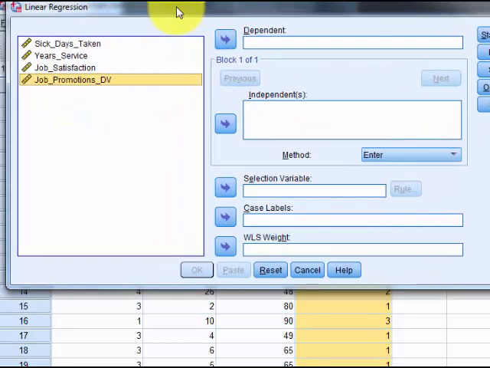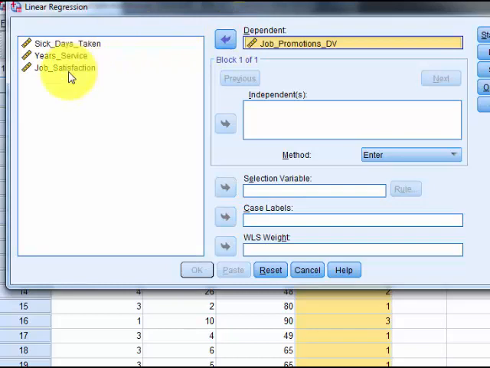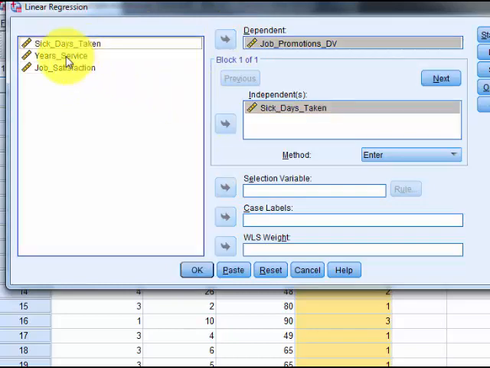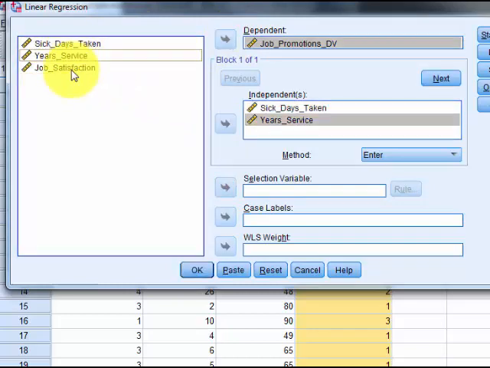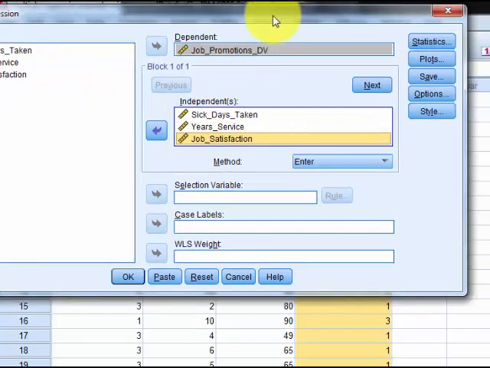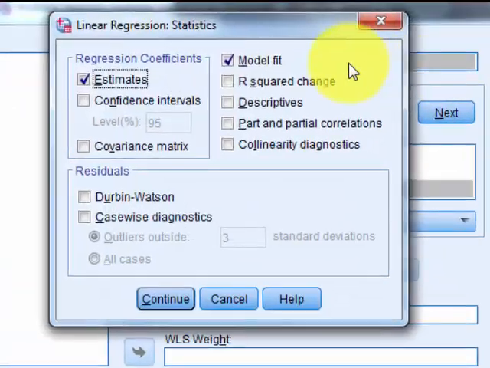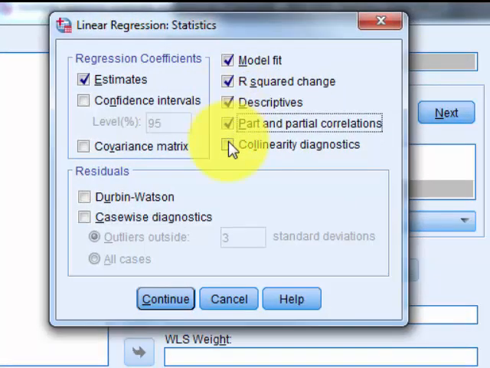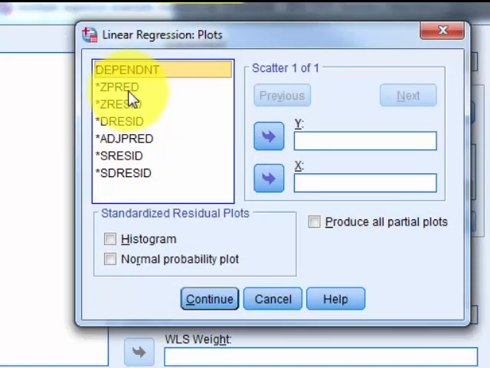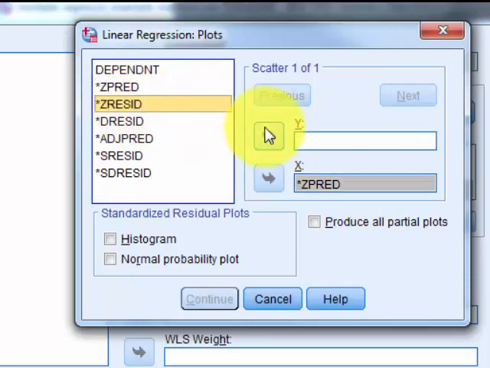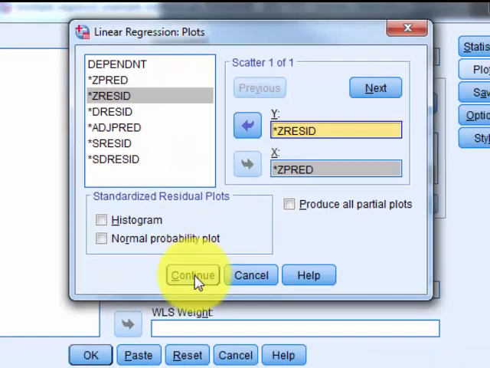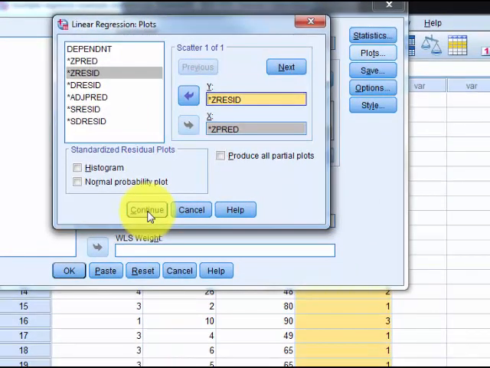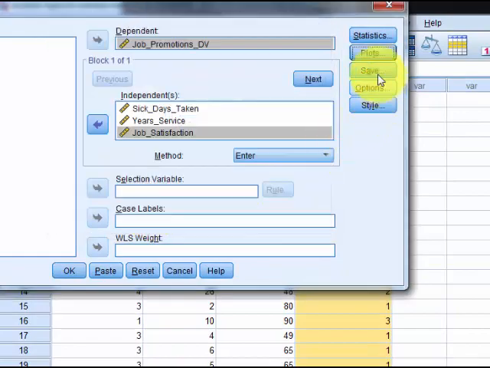Let me move this so you can see it. Job promotions. The IVs are sick days, years in the company, and job satisfaction. And we want to click all those boxes. We want the Durbin-Watson. Plots. ZPRED on the X, ZRESID on the Y. Remember, this is going to check for homoscedasticity after we stick the lowess line in.